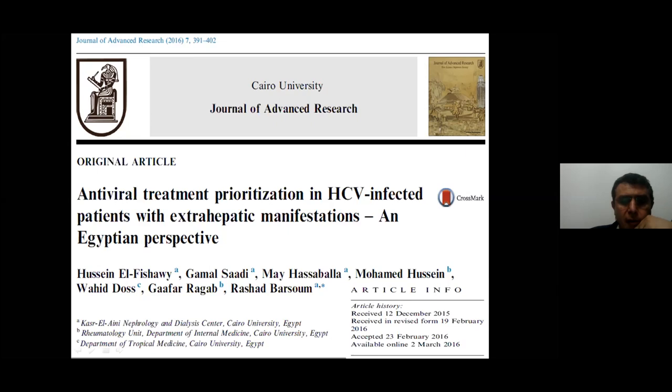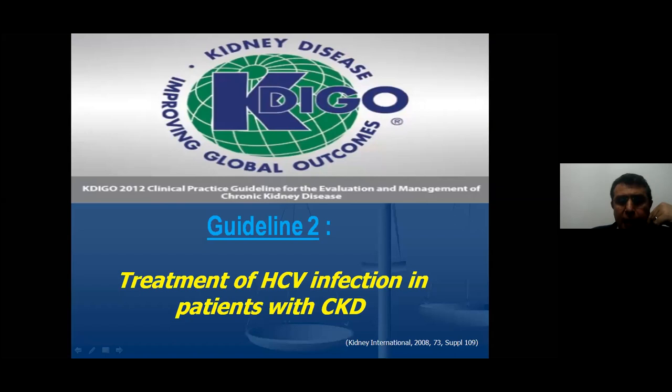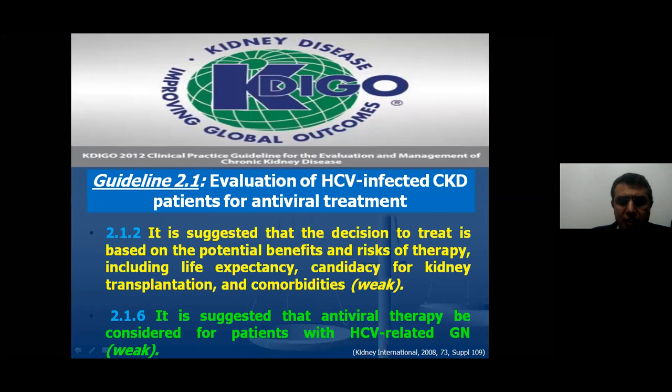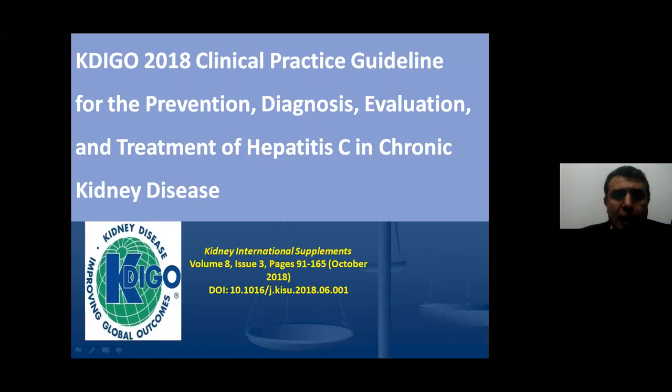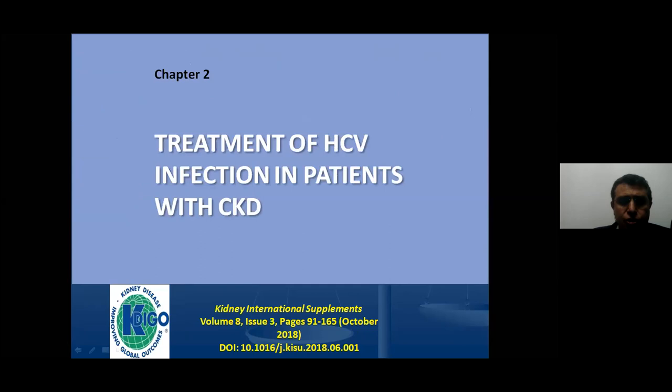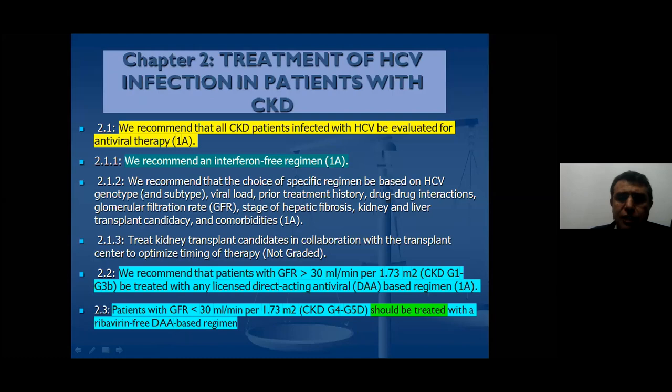Previously, including guidelines for treatment of hepatitis C viral infection, we should weigh the benefit-risk ratio before treatment. They mentioned that it is suggested that antiviral therapy be considered for patients with hepatitis C virus-related GN. But in the newest guidelines, all patients with hepatitis C virus infection, not to be debated, should be treated. And the KDIGO guidelines 2018 for the management of hepatitis C virus and its treatment mention a very important point: they recommend HCV patients for antiviral therapy.